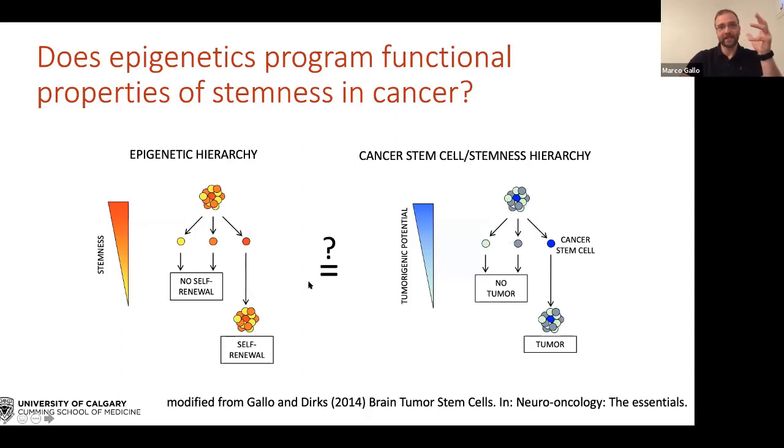And the idea here is that there are probably some chromatin and epigenetic states that are conducive to cells being programmed to be more stem-like, to have some kind of stem-like properties. Key among them, self-renewal and tumor initiation. Whereas other cells in the tumor might not have these specific chromatin states, and therefore they cannot self-renew and propagate the tumor, both in vitro and in vivo.